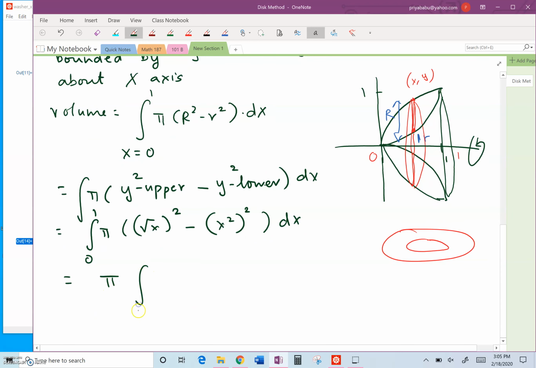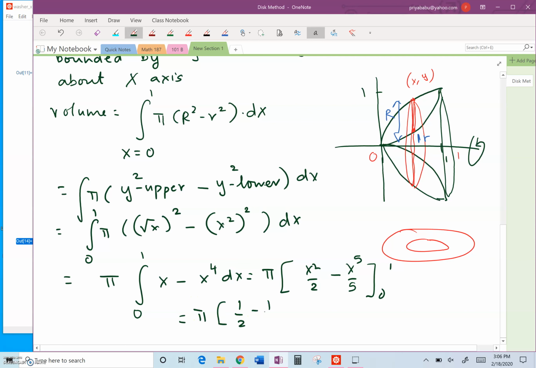So pulling the pi outside, from 0 to 1, this will become x minus x to the 4 dx. This will become pi times the integral of x, which is x squared over 2, minus the integral of x to the 4, which is x to the 5 over 5, evaluated from 0 to 1. That is going to be pi times (1 over 2 minus 1 over 5), which is going to be 3 pi over 10.